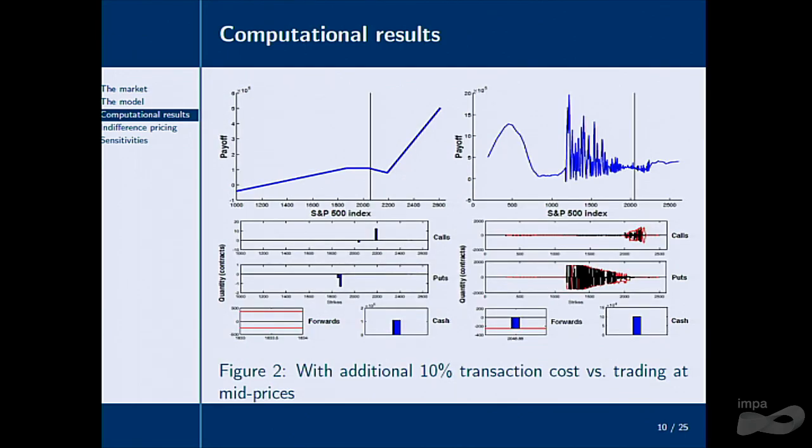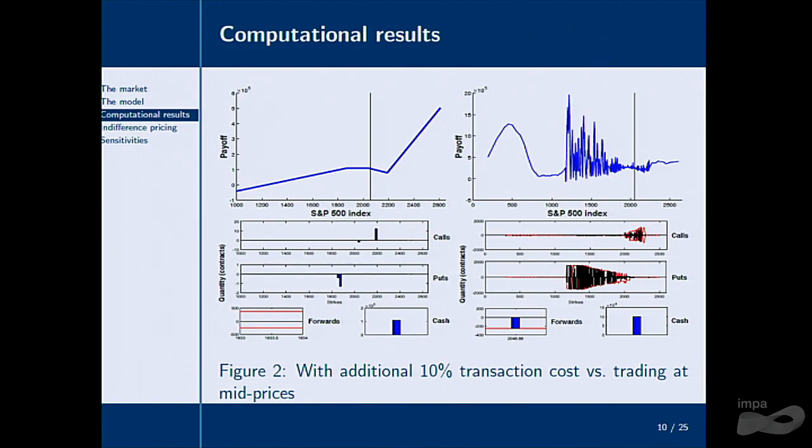Here's a comparison. Again, I mentioned that we get sparse portfolios in most cases because of the bid-ask spreads. Here's what happens if you ignore the bid-ask spread. If you replace the bid and the ask by the mid price, then it's optimal to trade almost everything. And the red lines here are the quantity constraints. So you trade almost everything, almost as much as you can.